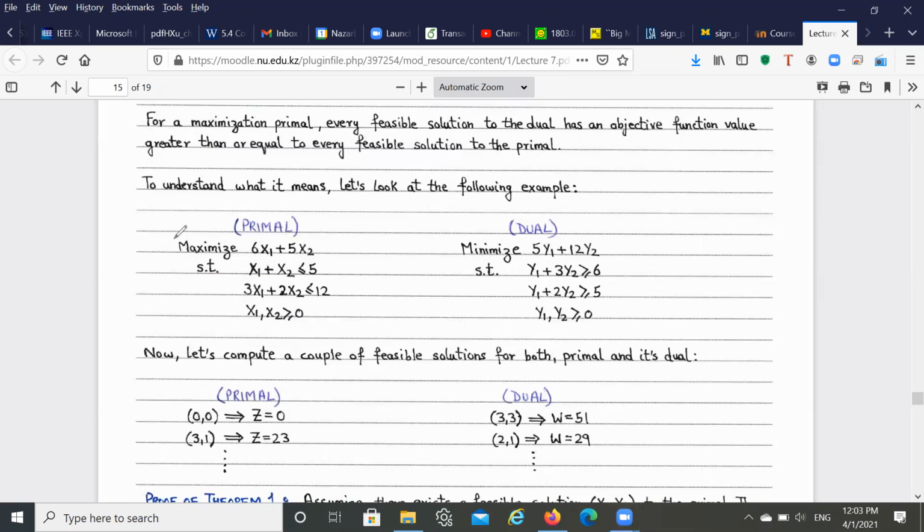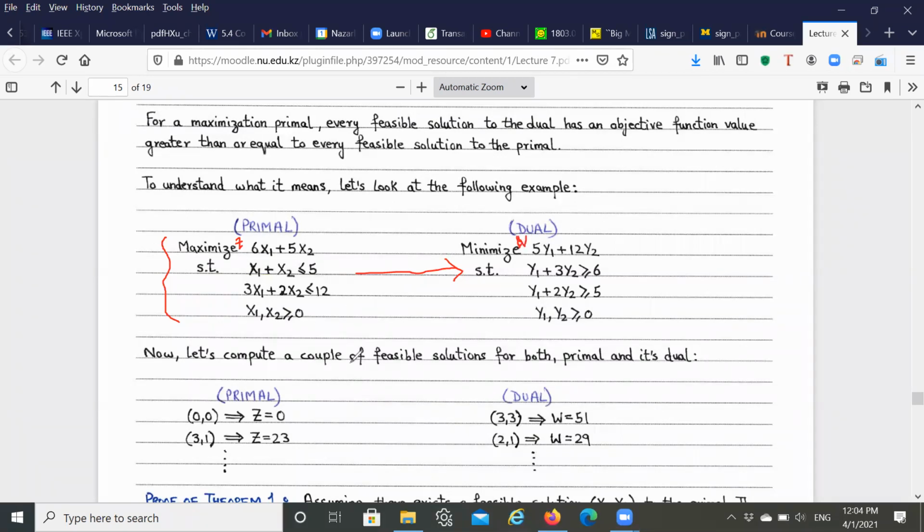Okay. So assume that this is our primal. This is an example that we have also looked at before. So this is the primal LPP, and we already saw how to convert this into its dual. We had two decision variables, so you will have two constraints, and you have two constraints here, so you will have two decision variables over there. Let's say that this objective function is Z, and we call this one W.